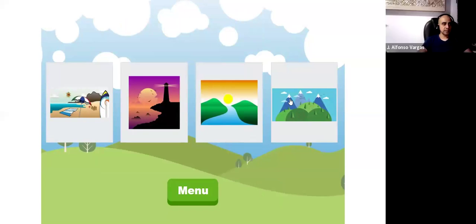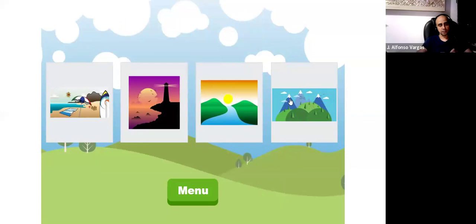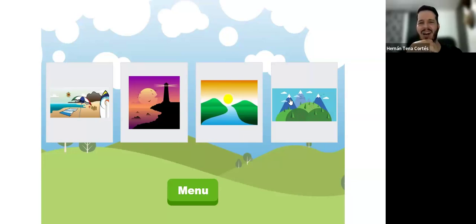In this case, I think that the different picture is the first. Very good. And why do you think that is? What's different about it? Because it's a picture of a beach, and the other ones are mountains. Very good. Mountains, yes.